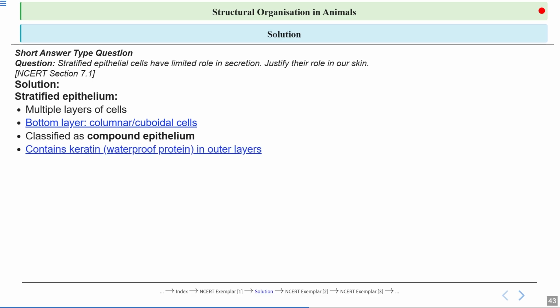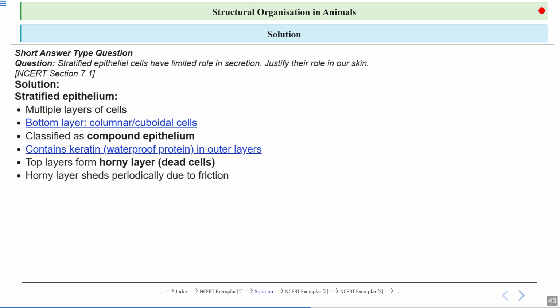Now, it contains keratin, that is the waterproof protein in the outer layers. Our skin has keratin. Even hairs have keratin. The top layers form the horny layer, that is the dead cells. Our skin has dead cells at the top layer. The horny layer sheds periodically due to friction. So sometimes we see that our dead skin sheds off.